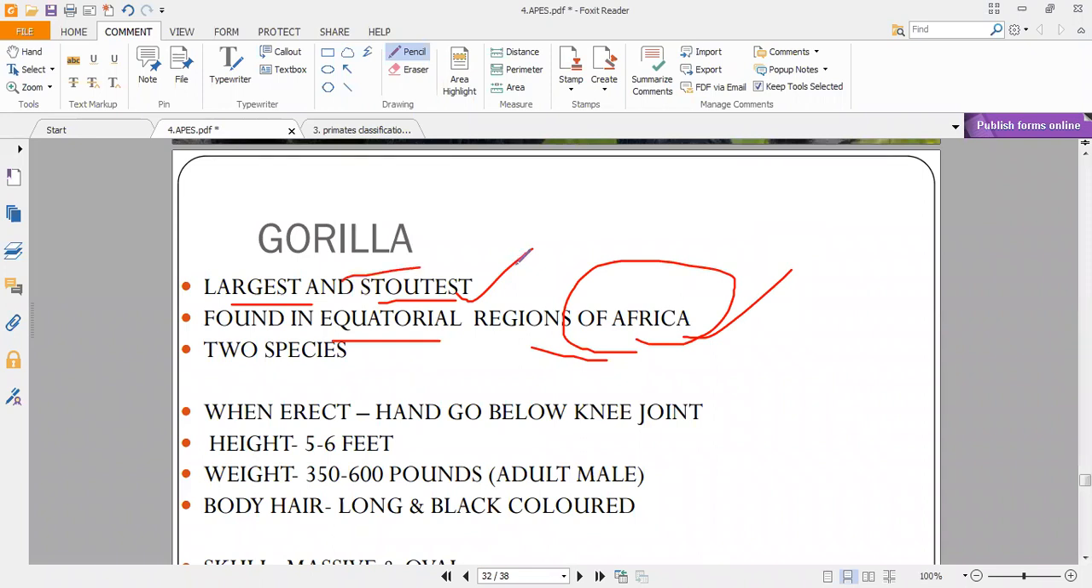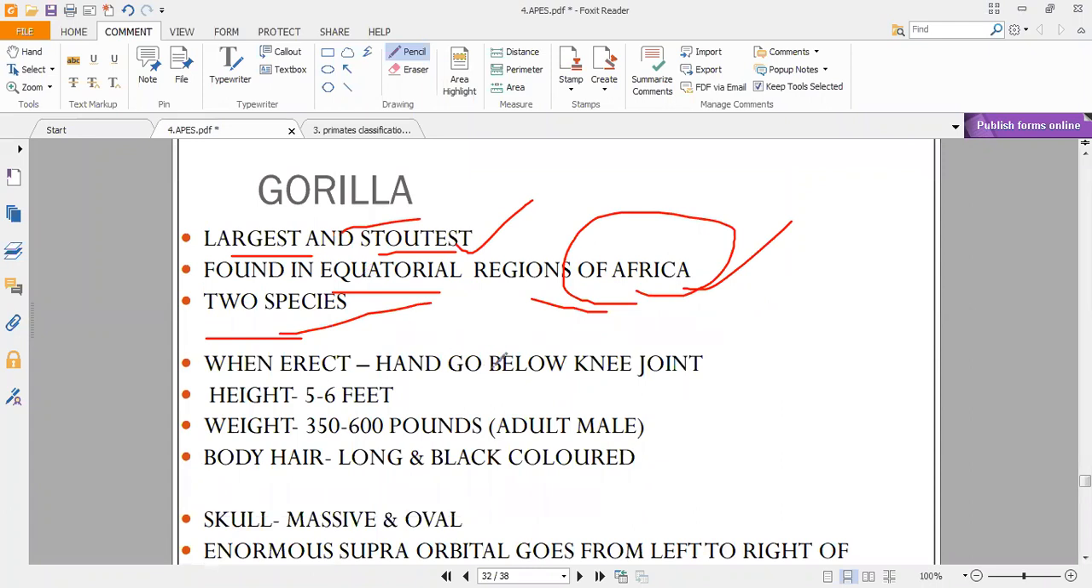If you talk about gorilla, we can find two species. Most of the features are the same, with a little bit of differences. We'll discuss it in the last slide. So two species of gorilla we can find in Africa. And when they are erect, their hand goes below the knee joint. Height can go up to 5 to 6 feet for an adult.